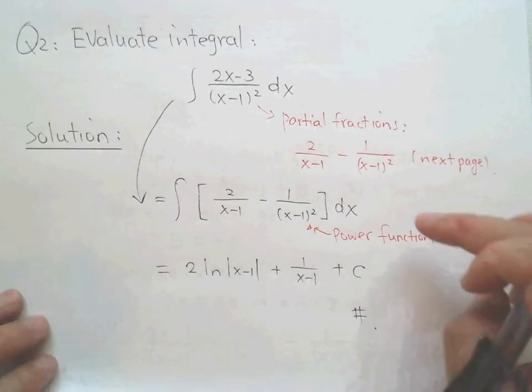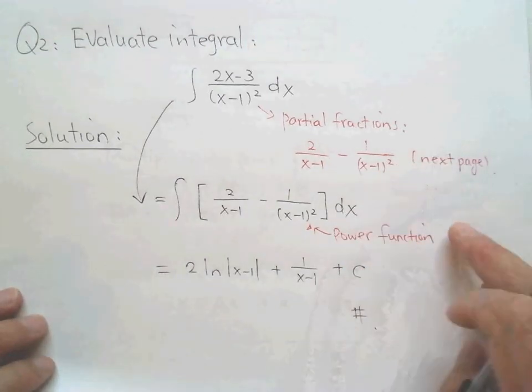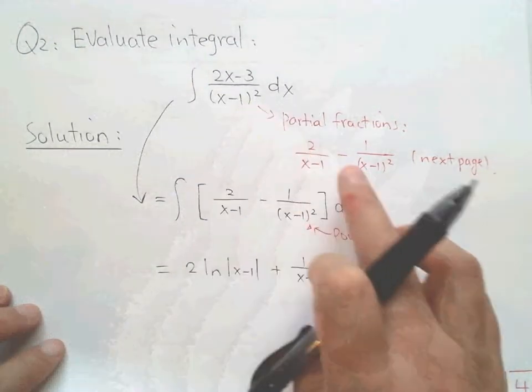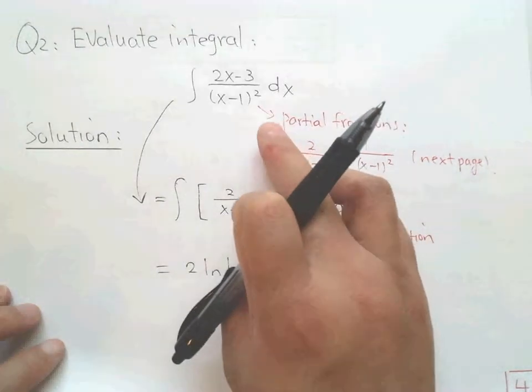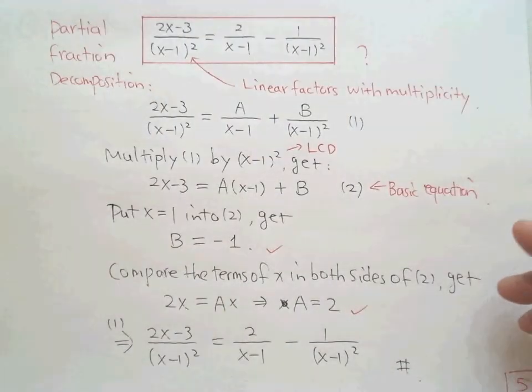Okay, so look at it. If we know the breakdown, the partial fractions, it's very, very easy. And on the next page, I'm going to show the detail. Keep in mind that this is another type. If we have a multiplicity for a linear factor, so here it is.